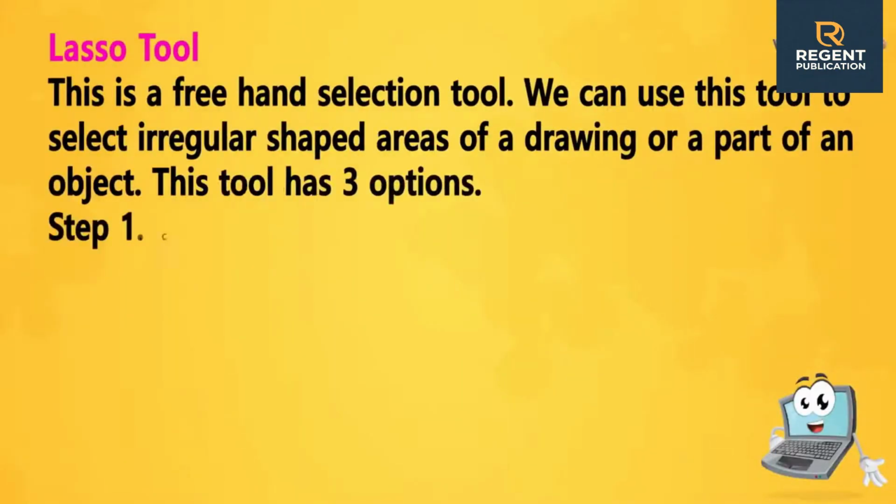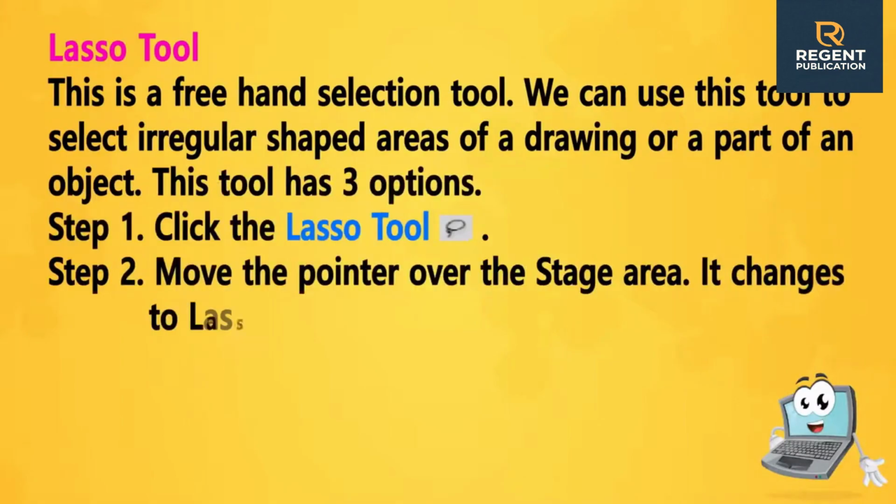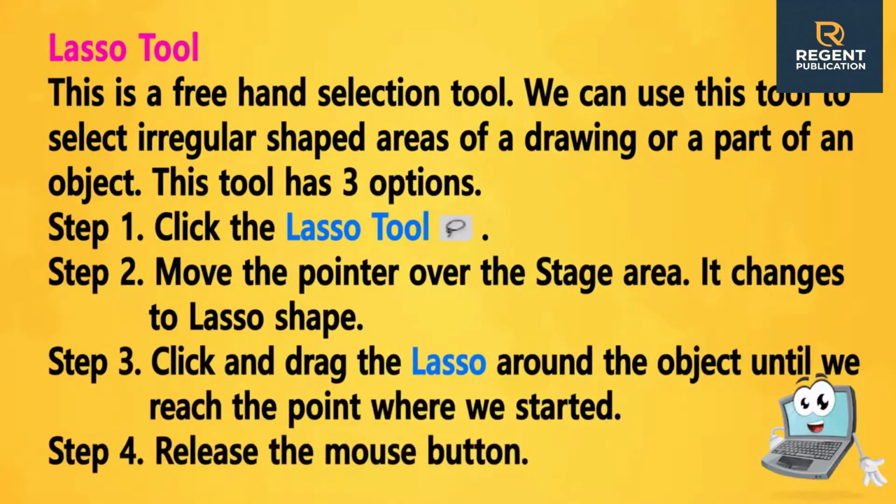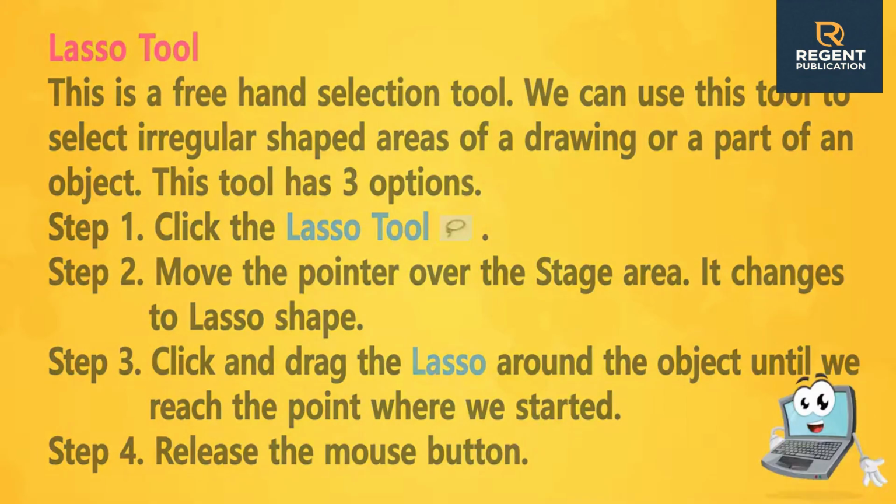Lasso tool. This is a freehand selection tool. We can use this tool to select irregular shaped areas of a drawing or a part of an object. This tool has 3 options. Step 1. Click the lasso tool. Step 2. Move the pointer over the stage area. It changes to lasso shape. Step 3. Click and drag the lasso around the object until we reach the point where we started. Step 4. Release the mouse button.